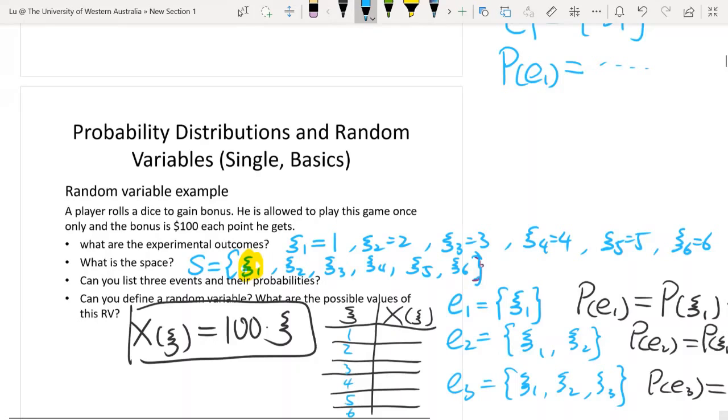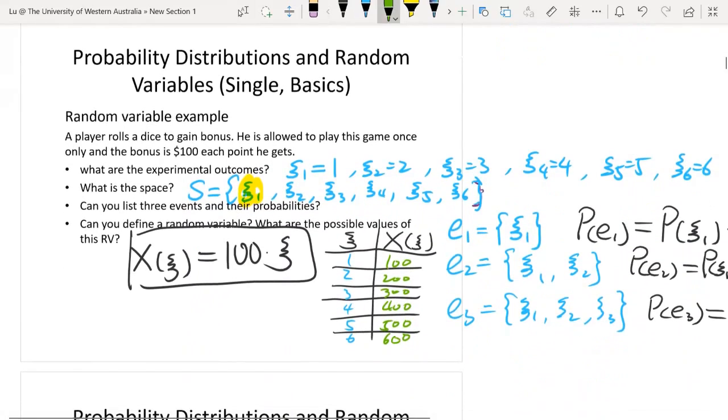The corresponding bonus money, or the random variable values, are 100, 200, up to 600. So now for this very last question here, these green numbers are the possible values of the random variable.